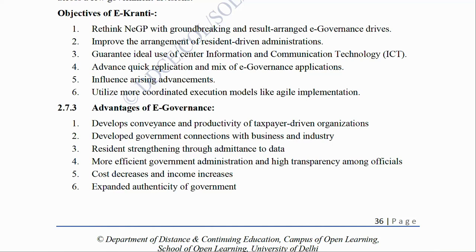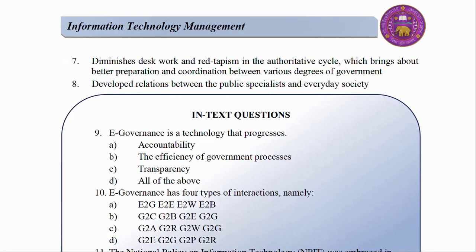2.7.3 Advantages of e-governance. Point number 1. Improves convenience and productivity of taxpayer-driven organizations. Point number 2. Improved government connections with business and industry. Point number 3. Citizen empowerment through access to information. Point number 4. More efficient government administration and high transparency among officials. Point number 5. Cost decreases and revenue increases. Point number 6. Expanded credibility of government. Point number 7. Diminishes paperwork and red tapism in the administrative cycle, which brings about better preparation and coordination between various levels of government. Point number 8. Improved relations between the public authority and civil society.